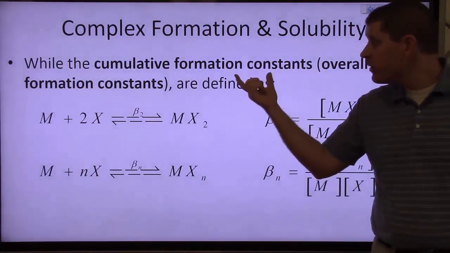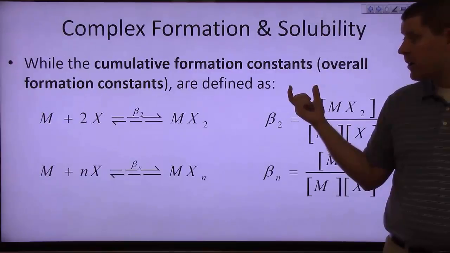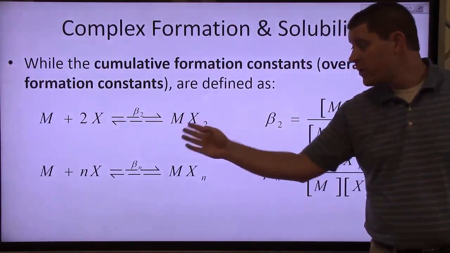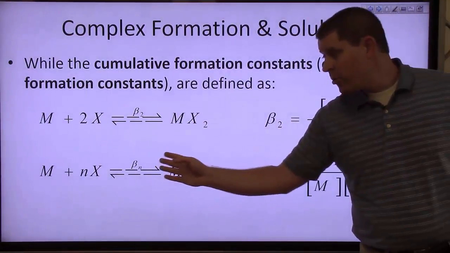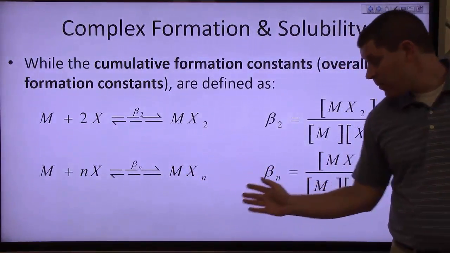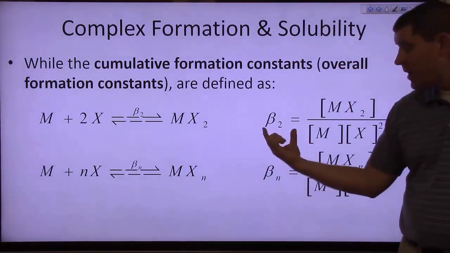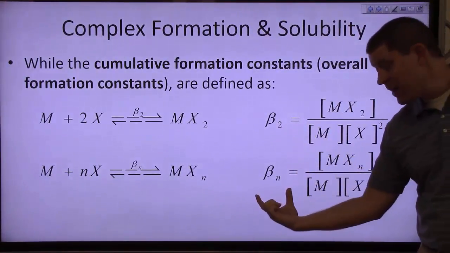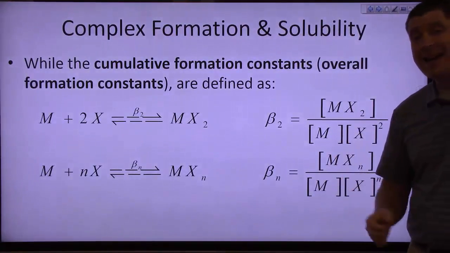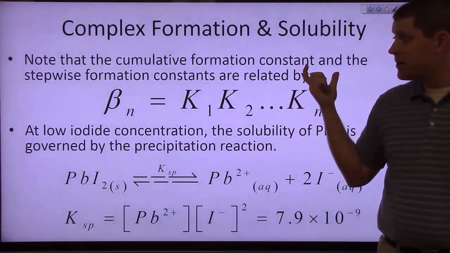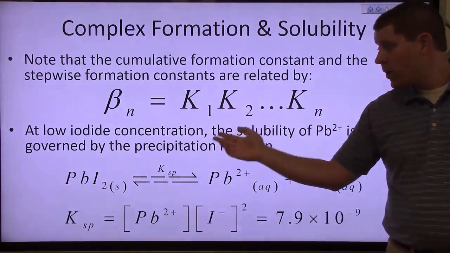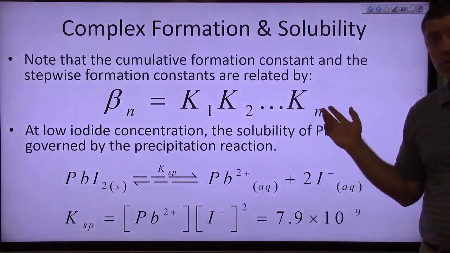That is, the cumulative formation constants, or the overall formation constants, are defined like so, where we have M plus 2X, this is beta 2, that gives us then MX2, so M plus some number n of X gives us MXn, that would then be beta n. So note here that beta 2 is simply K1 times K2, beta n is K1 times K2 times K3, and so on up to Kn. So again, the cumulative formation constant and the stepwise formation constants are related like so. Beta n is equal to K1 times K2 times and so on up to Kn.